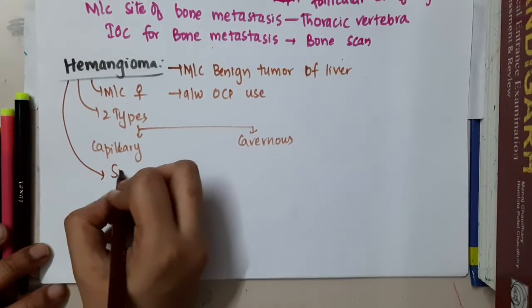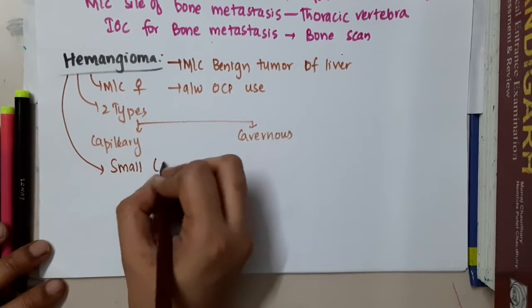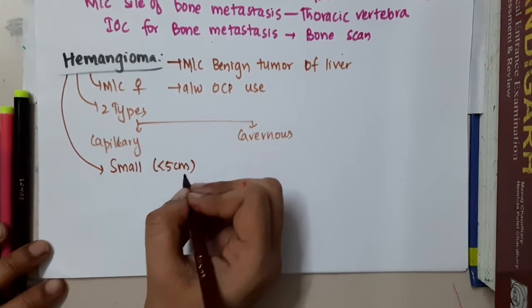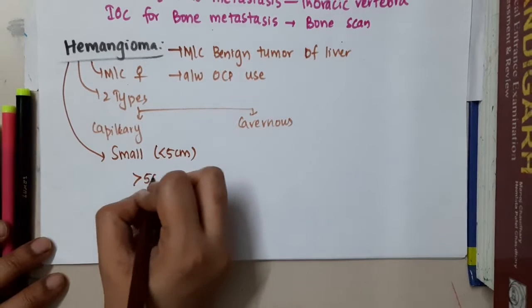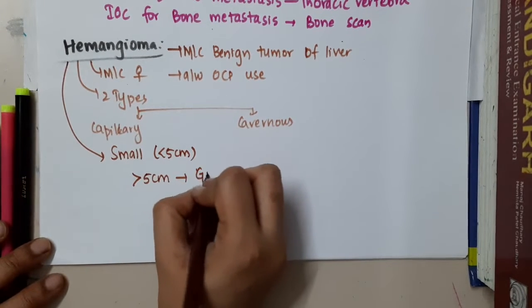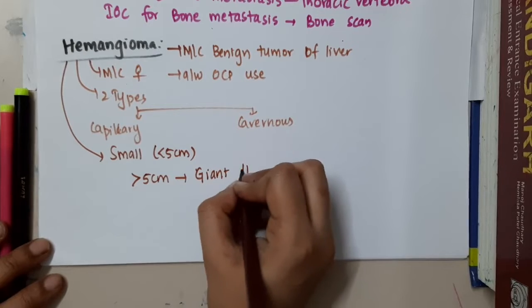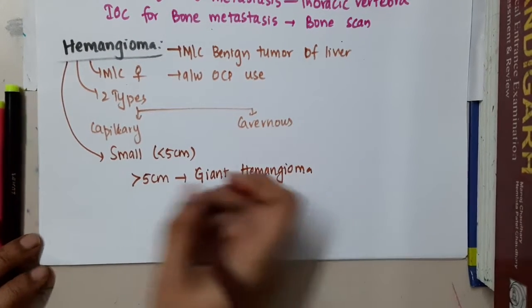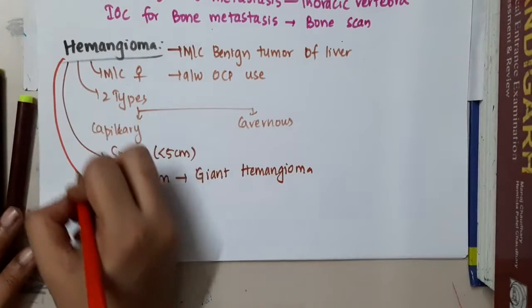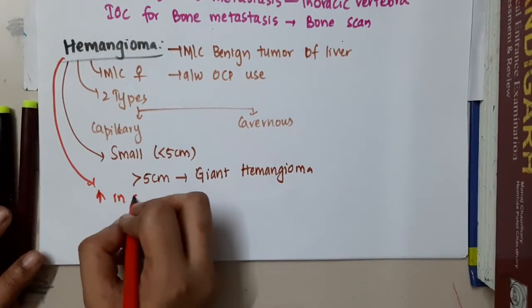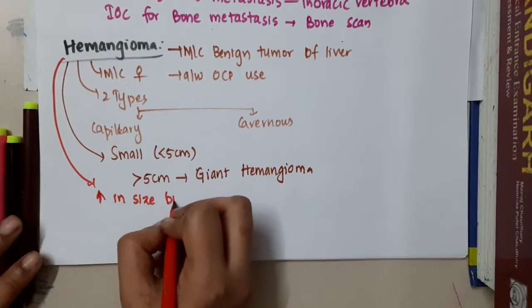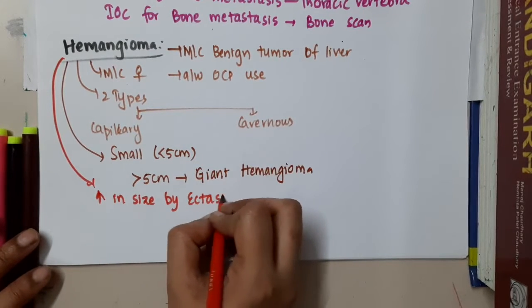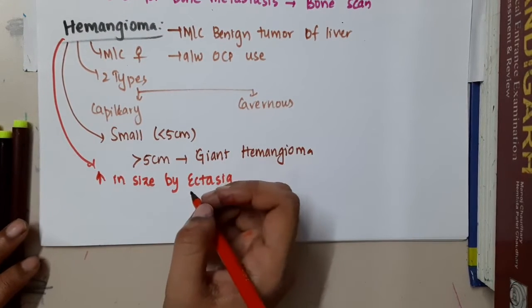These hemangiomas are small tumors which are less than 5 centimeters in size. If they are more than 5 centimeters in size, then we call them giant hemangioma. Now what do these hemangiomas do? They will increase in size by ectasia.